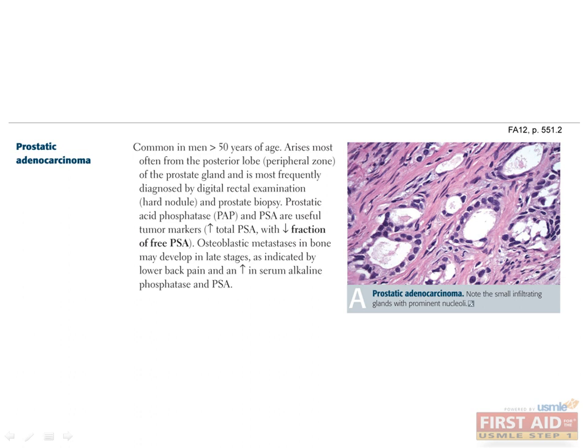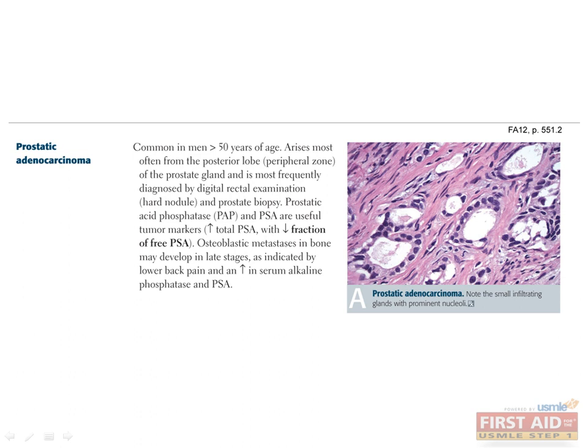Prostate cancer, like BPH, is a disease of older men, most commonly those over 50. As we just mentioned, about 70% of the time these tumors are located in the posterior lobe or the peripheral zone of the prostate, potentially making them palpable by a digital rectal exam.